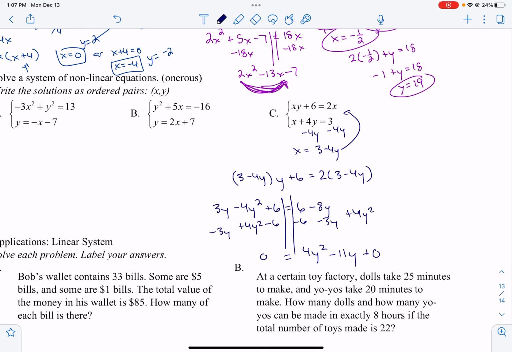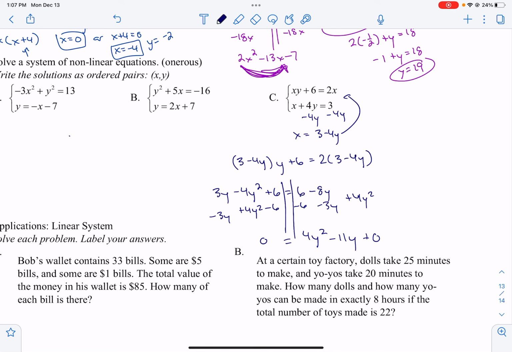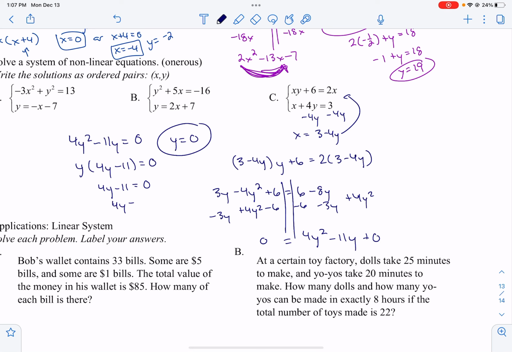Okay. I'm going to rewrite this somewhere. Let's rewrite it right here. 4y squared minus 11y equals 0. So if I factor out a y, I end up with y times 4y minus 11 equals 0. So that means y is going to equal 0, or 4y minus 11 is going to equal 0. So that means that 4y equals 11, which means that y equals 11/4.